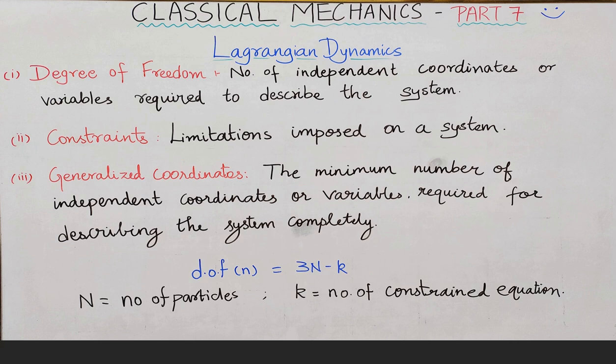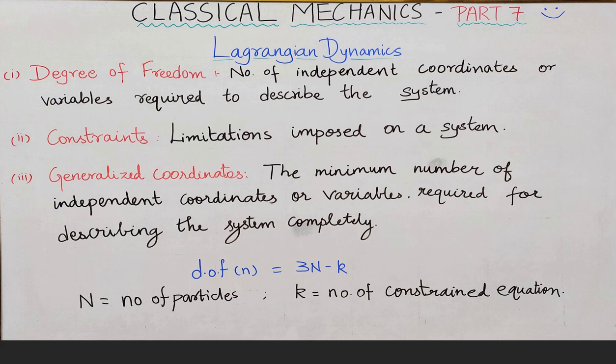Next is the constraint. A constraint is a limitation imposed on the system. For example, if I say that the length of the string is constant in a simple pendulum, that is a constraint. I will not vary my length. So I have imposed some condition on my system, and that kind of limitation is called a constraint.